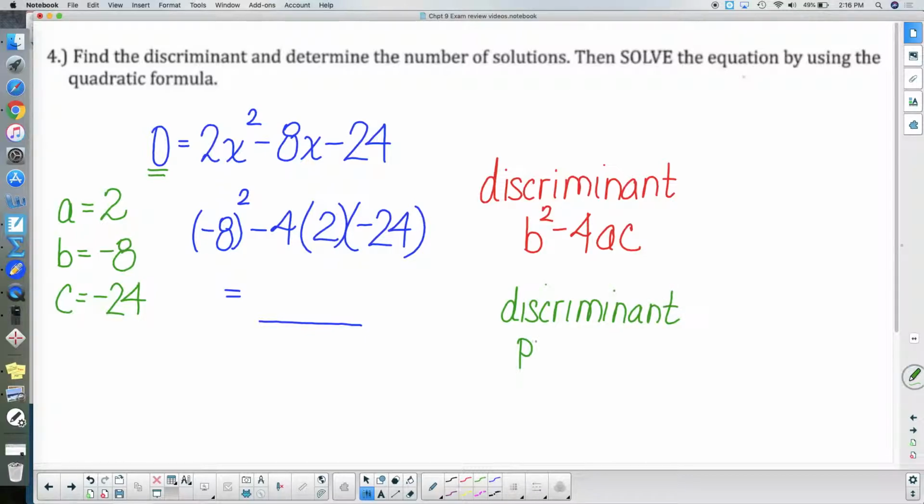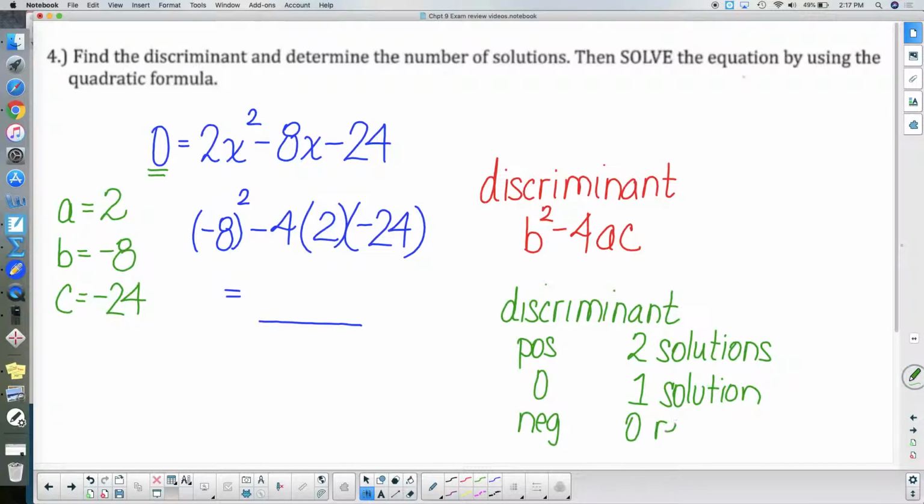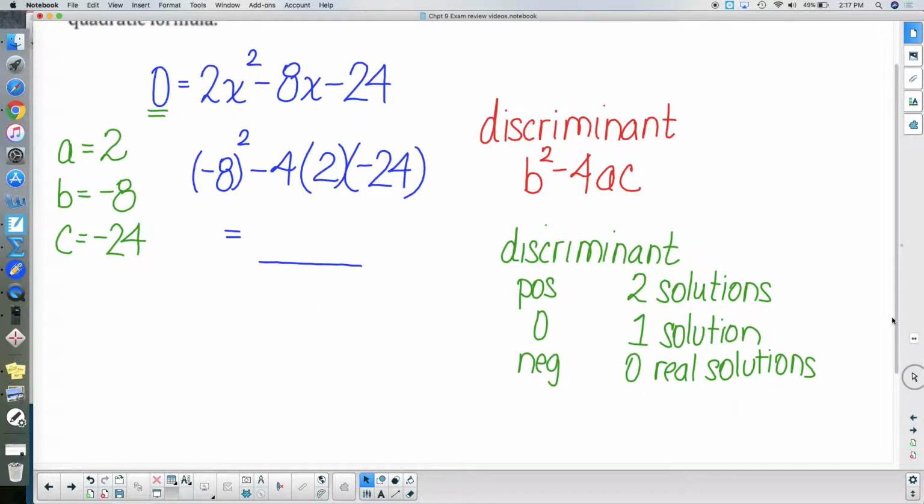If the discriminant's positive, that tells me we'd have 2 solutions to our quadratic equation. If the discriminant is 0, that tells me I'd only have 1 solution. And if the discriminant is a negative number, it tells me that I would have 0 real solutions to the equation. So be sure to finish this one and then answer based on that discriminant value what you would have. Once you do that, then you need to go and actually solve using quadratic formulas. So there's multiple parts to this.